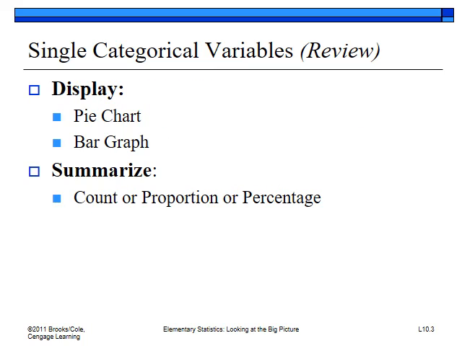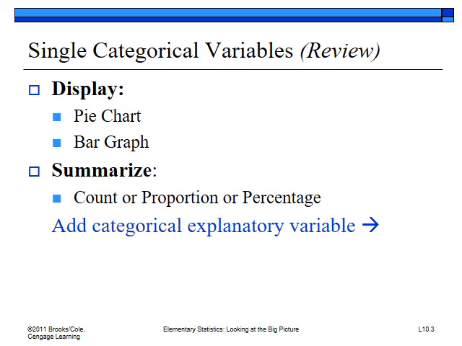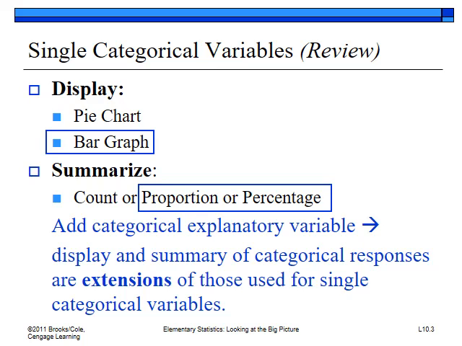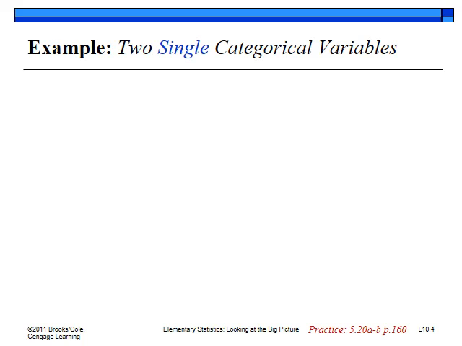Recall that we display and summarize categorical variables using either a pie chart or bar graph for the display and the count, proportion, or percentage for summaries. When we add a categorical explanatory variable, we will simply extend each of these display and summary methods. In particular, we'll focus on using bar graphs for the display and on proportion or percentage for summaries. Let's look at an example.